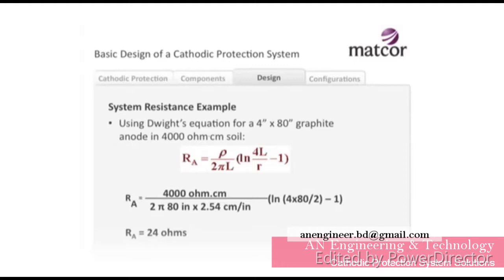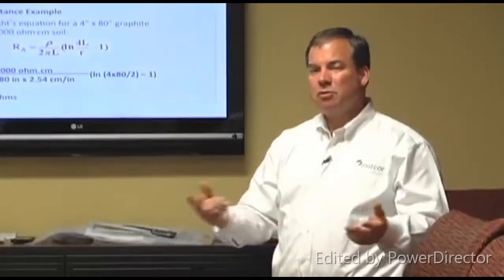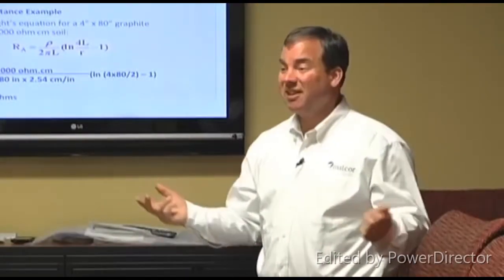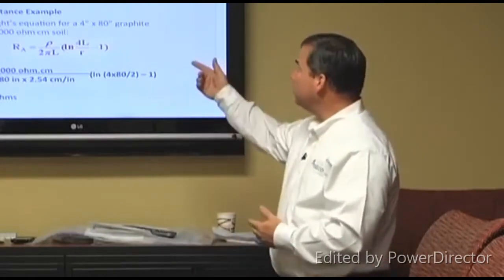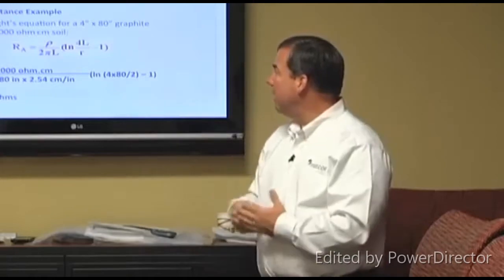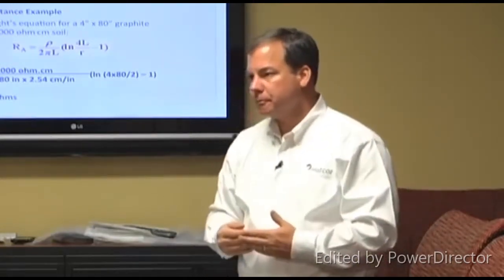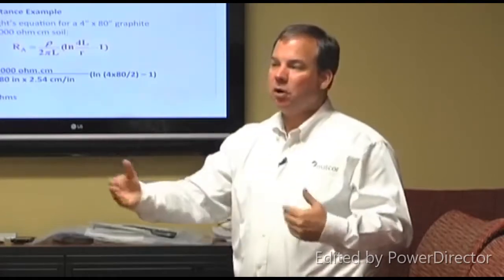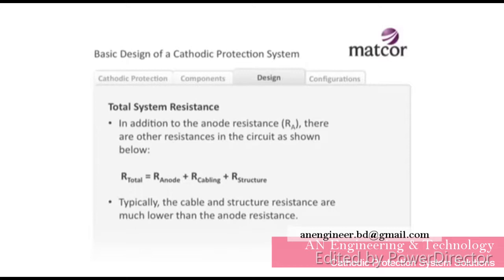If someone told me they had soil and it was not in the desert and it wasn't in the Gulf Coast, you know, in a marshy area, I would use 4,000, 5,000 ohm centimeter soil as just a guess until we had some data. So that's a common soil resistance. That 4-inch by 80-inch graphite, when you run the math, is going to have about 24 ohms resistance, which means to get 1 amp of current off of it, I need 24 volts, because V equals IR.